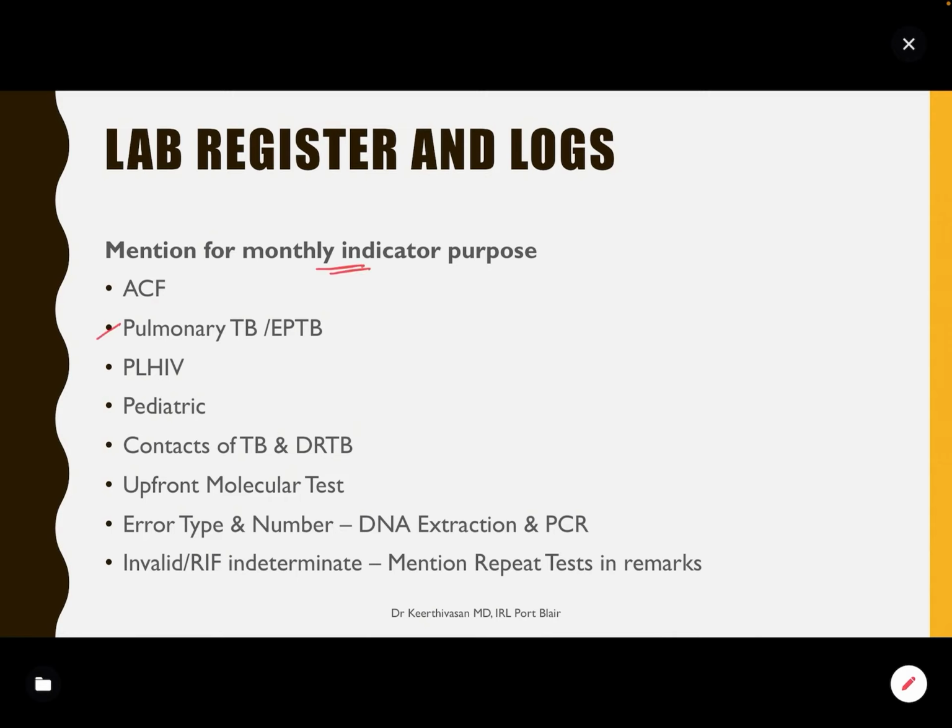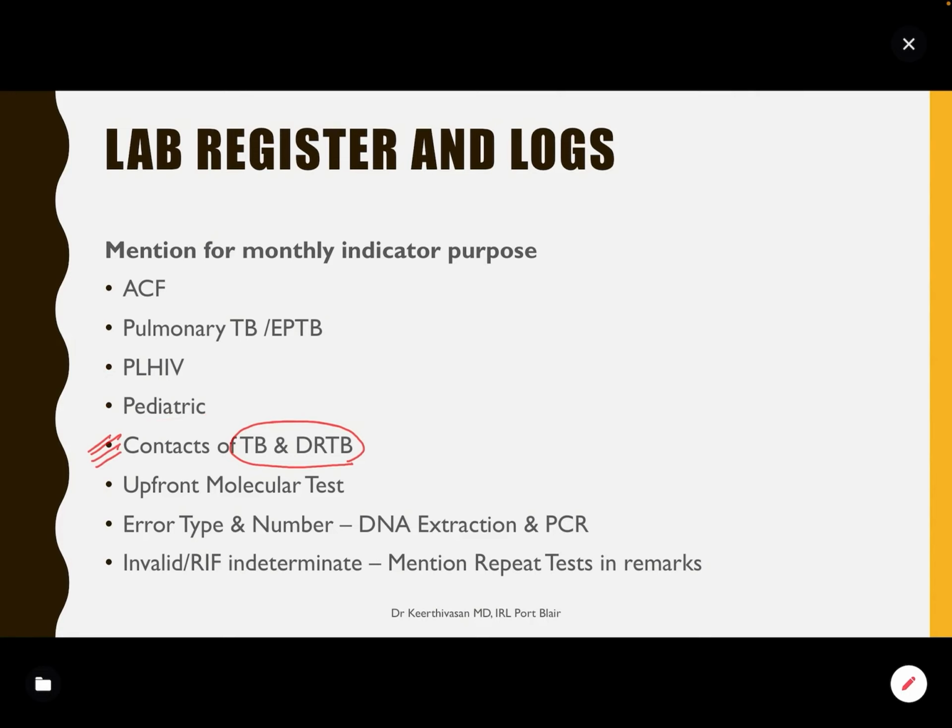Then also pulmonary TB, based upon the specimen: sputum is pulmonary TB, and for extrapulmonary TB, the other specimens, even pleural fluid, come under extrapulmonary TB. Person living with HIV, so PLHIV patients, and pediatric. As I told you, anybody who is age 18 and below comes under pediatric. You have to count them under pediatric. Contacts of TB or DRTB. For presumptive TB, there is a criteria of contacts of TB and DRTB.